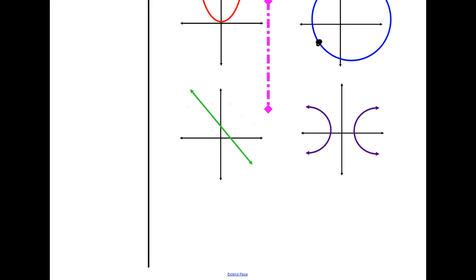Now let's go down to these other two. Again, I'm going to take my vertical line and move it from left to right, going over. Notice it doesn't ever hit more than once on that graph. So because it doesn't hit more than once, this is a function.